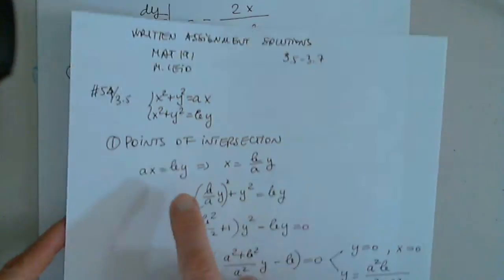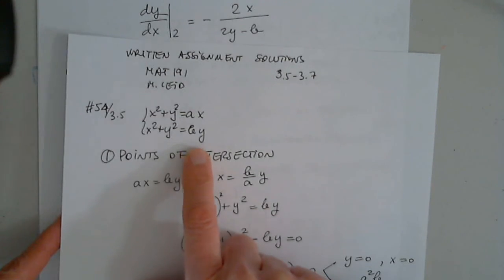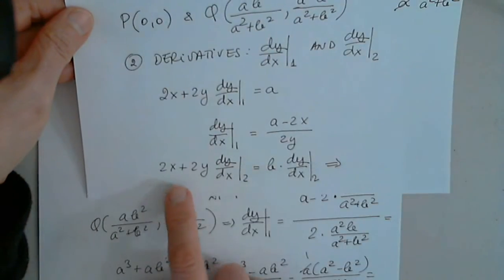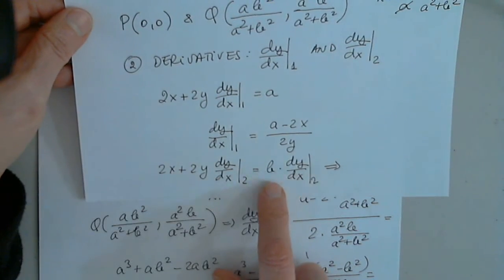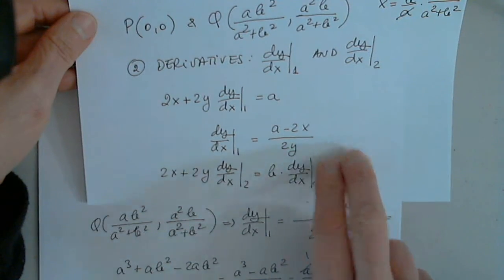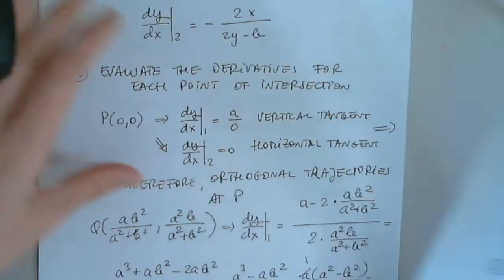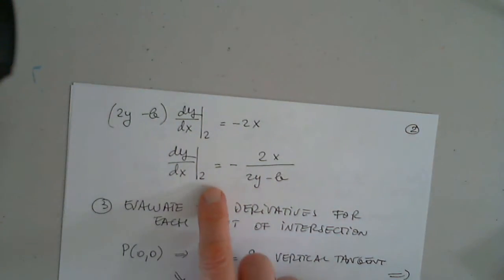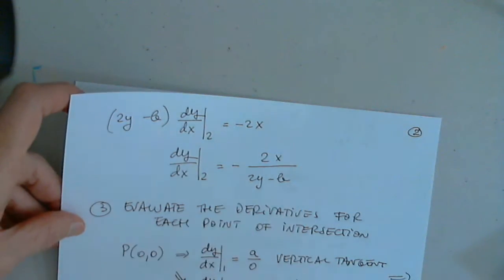For the second derivative, I have 2x plus 2y dy over dx equals b dy over dx, for curve 2. I move these terms to one side, and I divide. Or you move this one here and this one here, it doesn't matter. The answer would be the same. So dy over dx for curve 2 is negative 2x over 2y minus b.